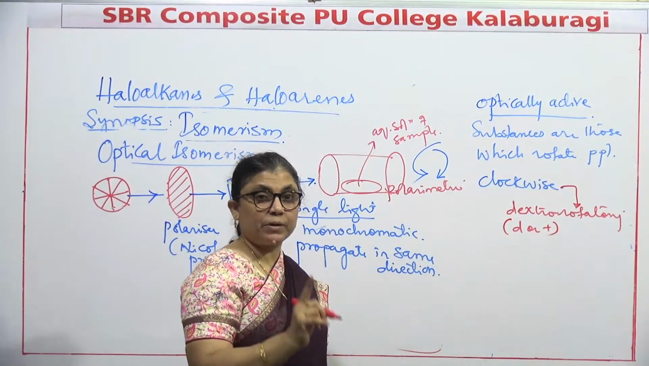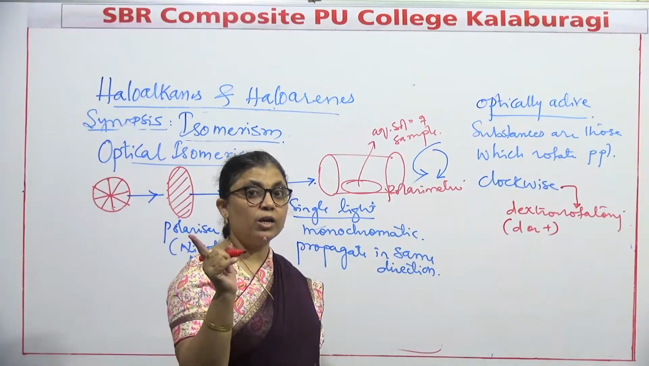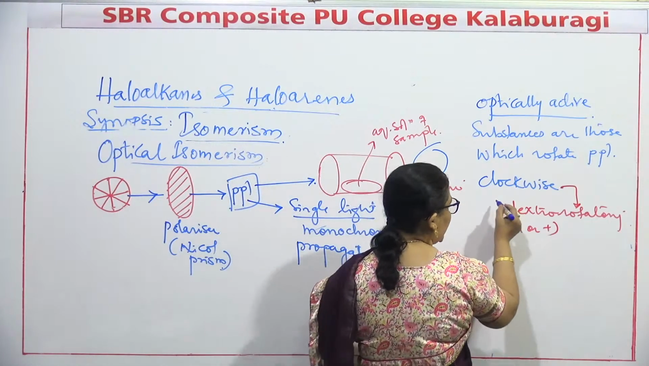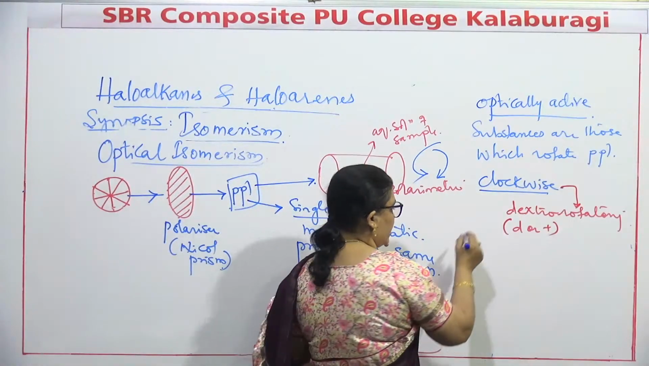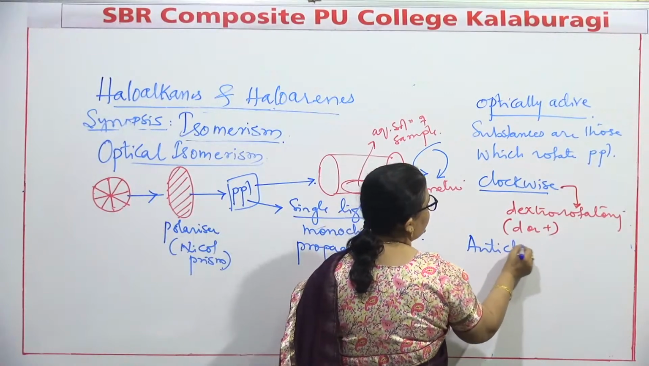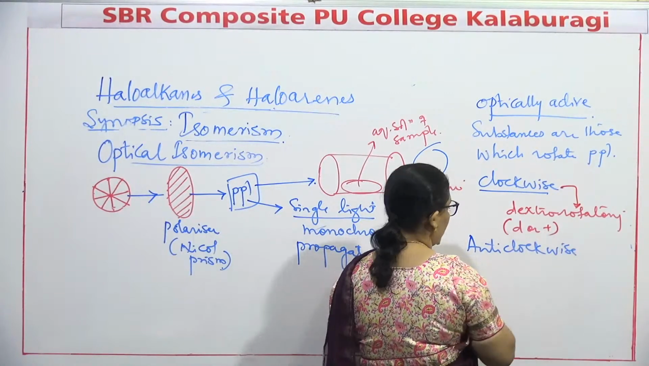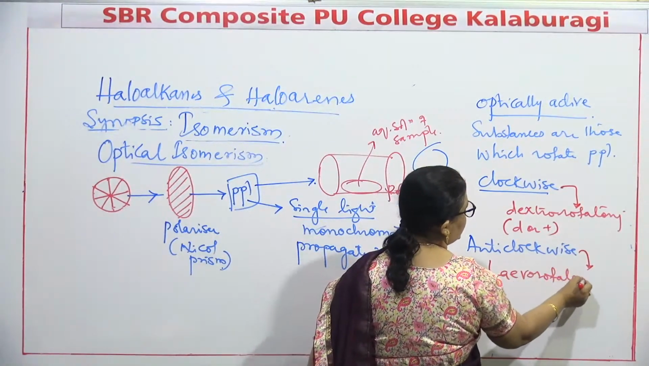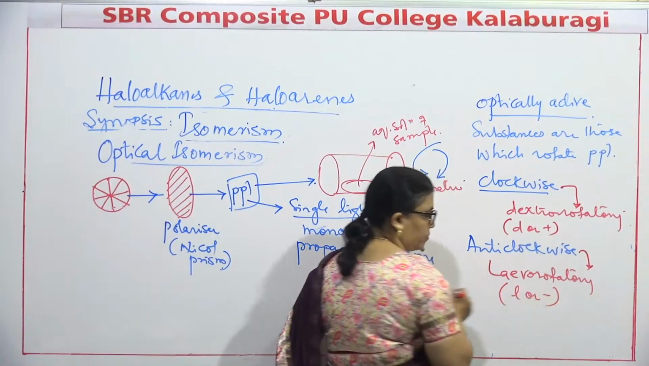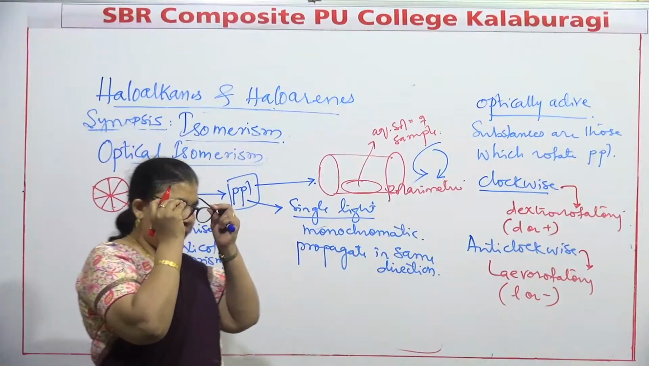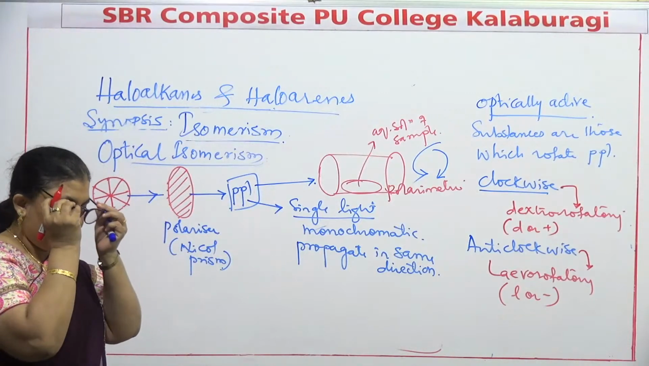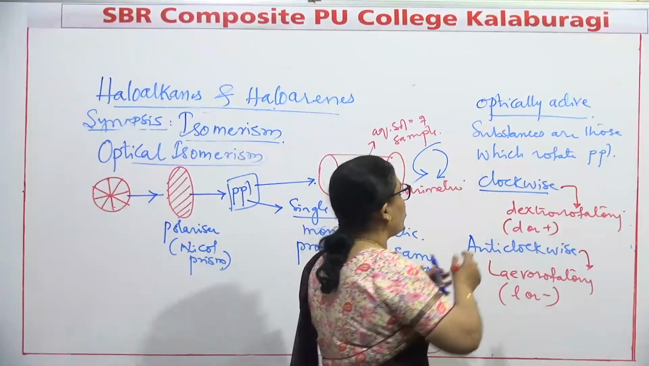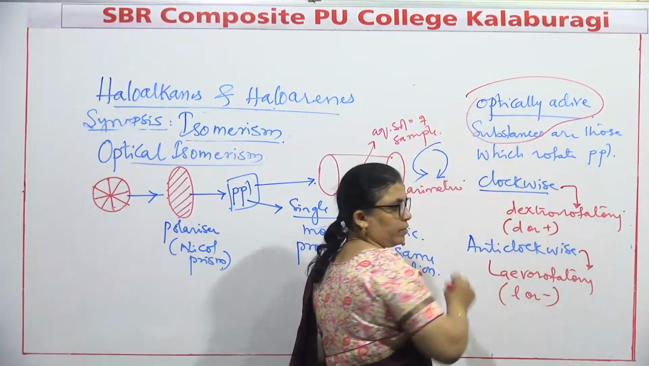Don't write capital D and capital L. Capital D and capital L I have said for configuration in carbohydrates. Now, if they are rotating in a clockwise direction, they are dextrorotatory. If they are rotating in an anti-clockwise direction, they are called levorotatory. L-A-E-V-O, levorotatory, l or minus. It means that any substance, when it rotates the plane polarized light either to the positive or to the negative, is able to rotate. That's why those are called optically active substances.